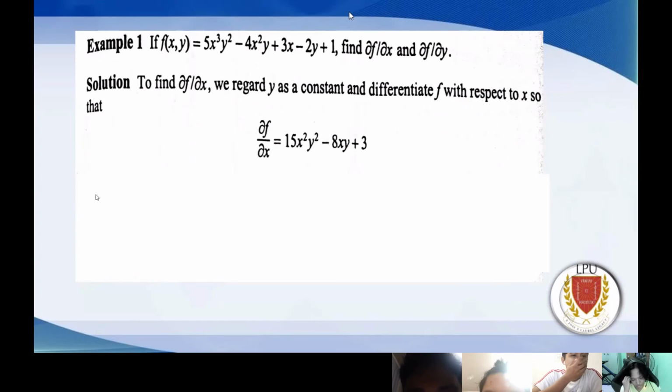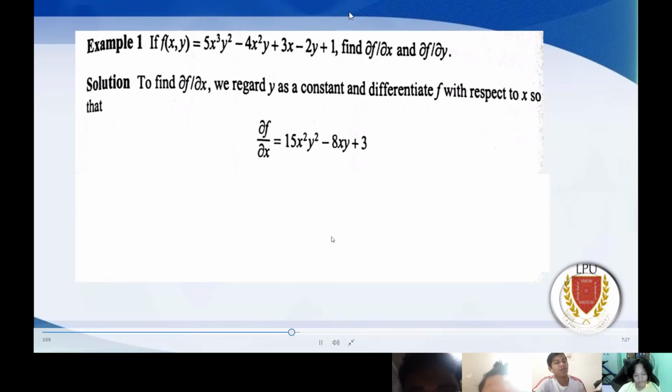I hope you're also writing down while I am dictating the detailed solution for this one. I want you to write all the solutions in your notebook and not just listen and watch the videos. You need to do something in order for you to learn. That is the purpose for this one.